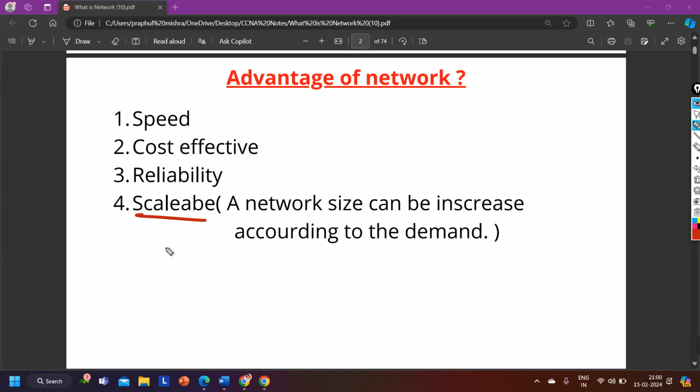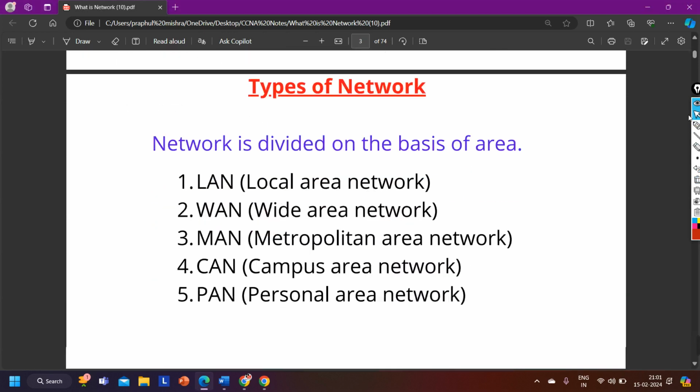Then scalable. According to our requirement, we can increase the size of the network. The network size can be increased according to demand, or it can be decreased according to your requirement. Correct guys? So these are the advantages of the network.